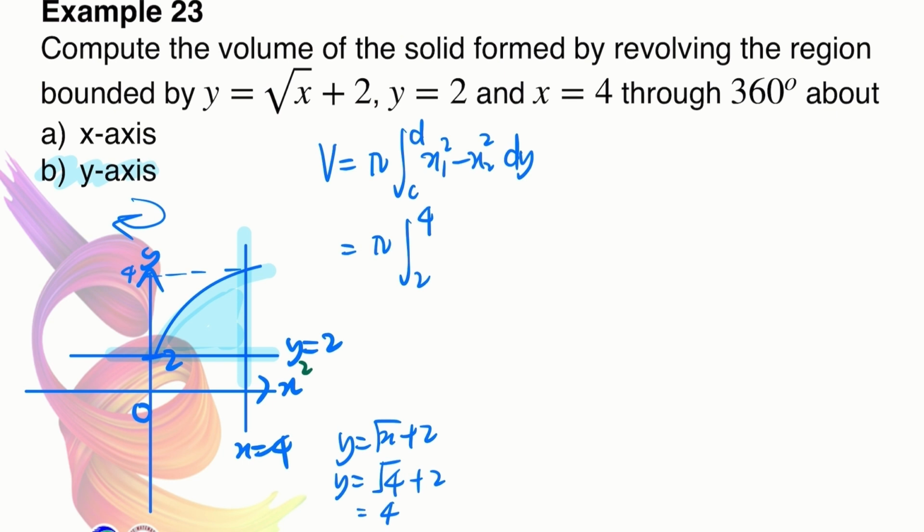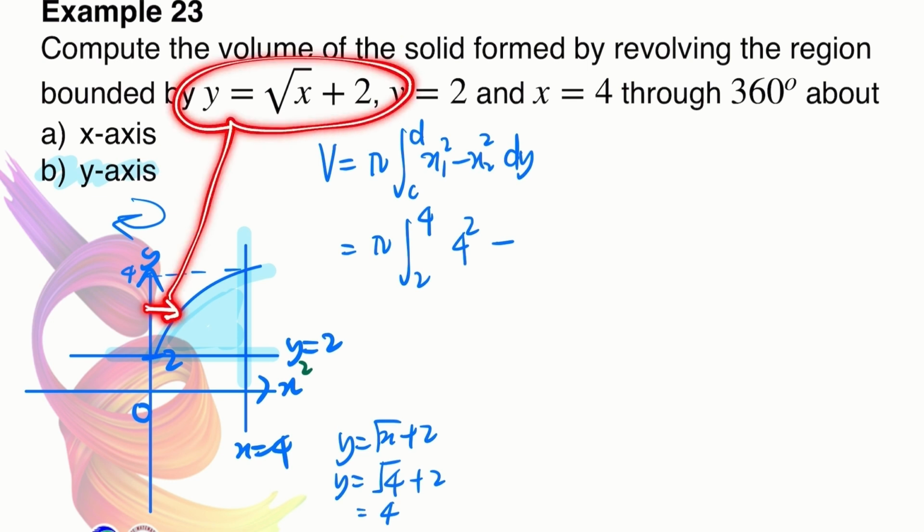Now let's find out which function is x1 and which is x2. Again, x1 is the further function and x2 is the nearer function to the y-axis. The further function from the y-axis is this one, which is x equals 4. So that is your x1, minus x2, the nearer function from the y-axis, which is this one.